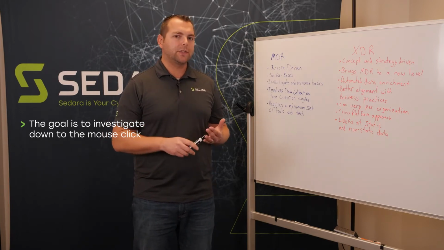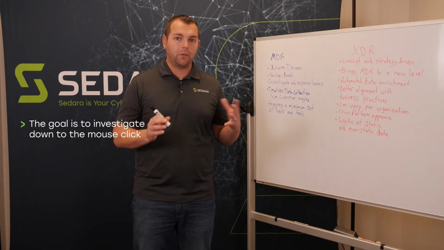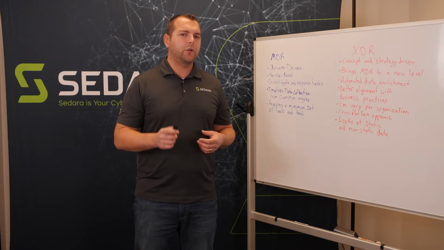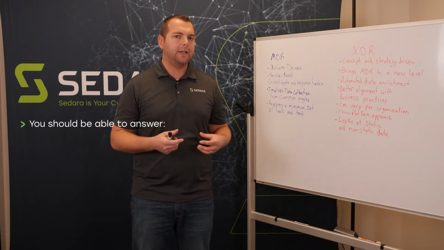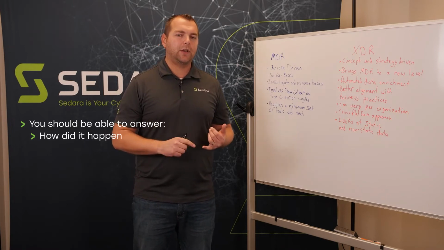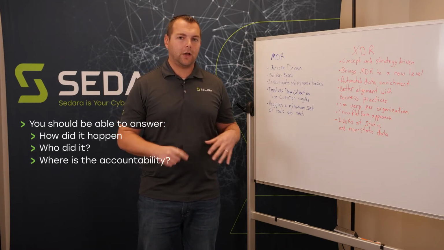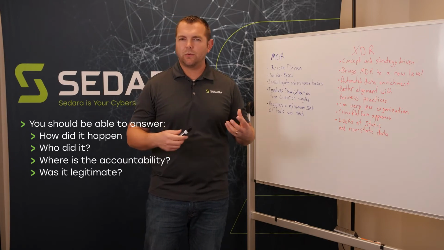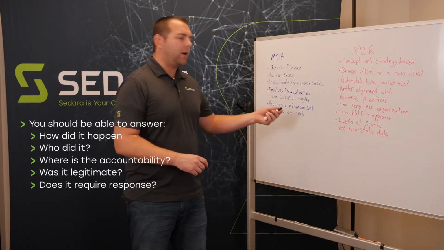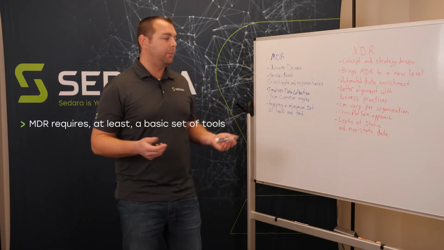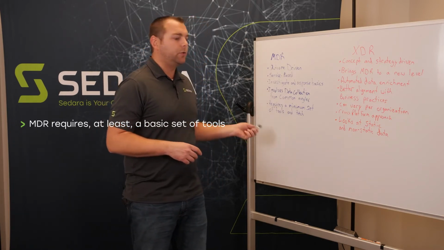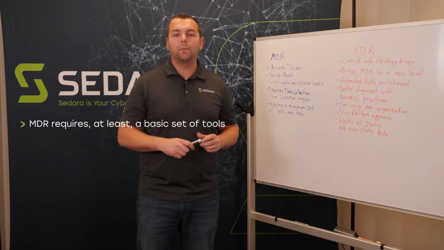So when you look at your tool sets, it can certainly be much more than those three, but as long as you can answer that question down to the mouse click or down to the action that took place, how that action happened, who actually did it, where's the accountability, and was it legitimate or does it require response action? So obviously with that all said, it requires a minimum set of tools. You have to have at least some basics in there to be able to do these sorts of things, although you can do it many different ways.